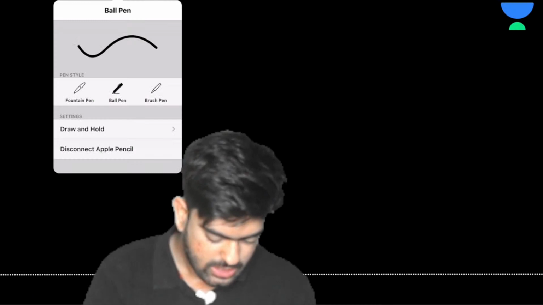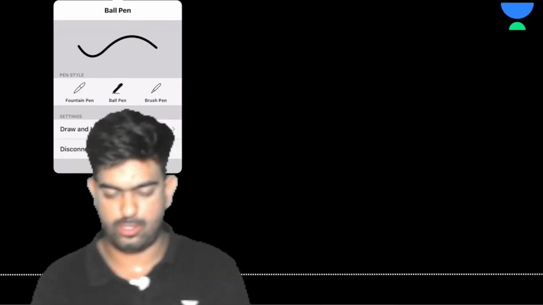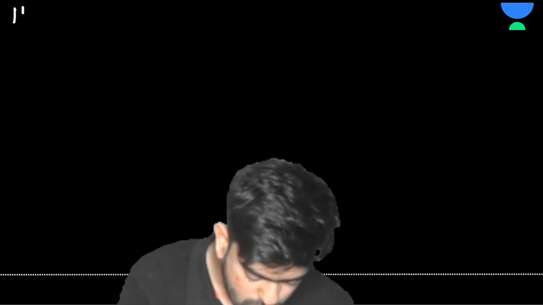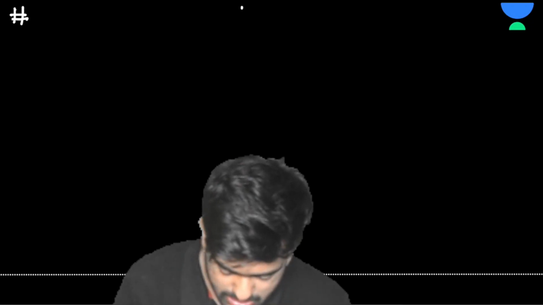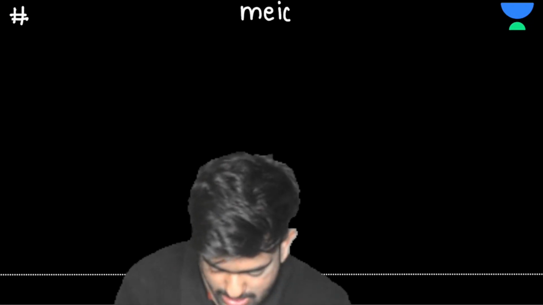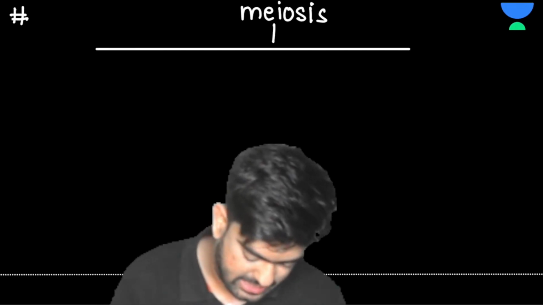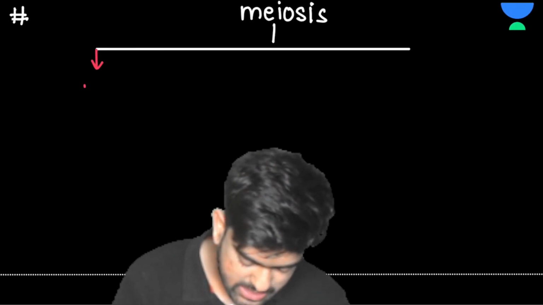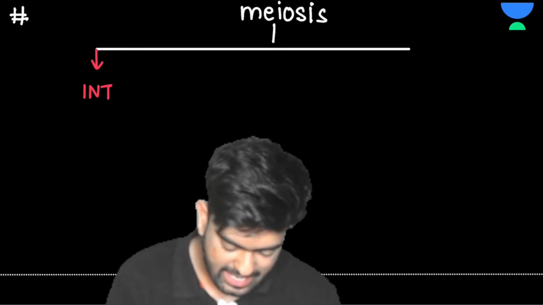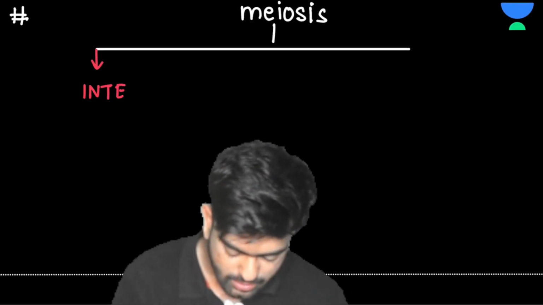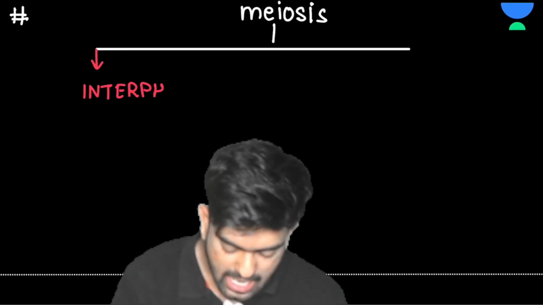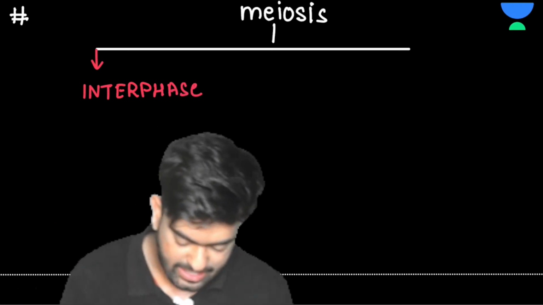These are some important points of meiosis. We discussed one thing: here we are having 2 cycles of the M phase, right? So meiosis is divided into 2 parts. One is the interphase and the other one is the M phase, which is pretty much similar to mitosis. So we have interphase here, and second, it is divided into the M phase.